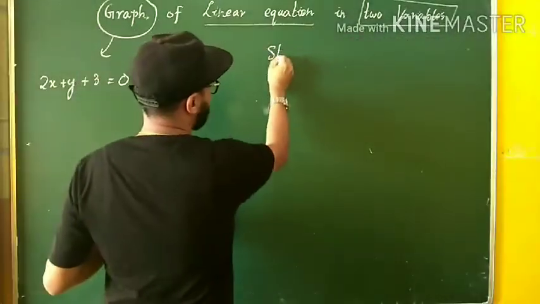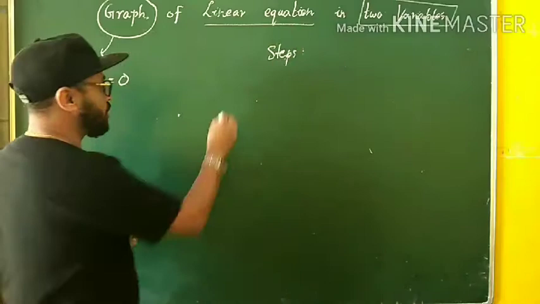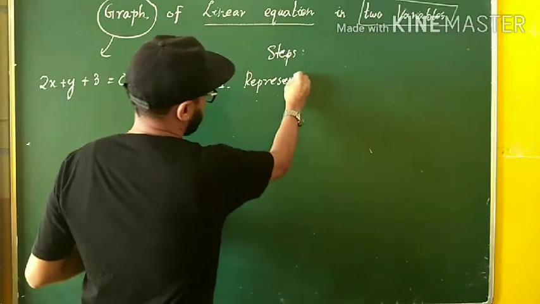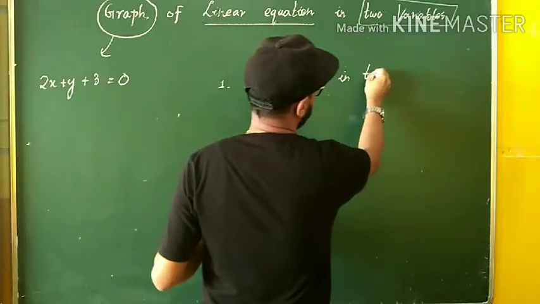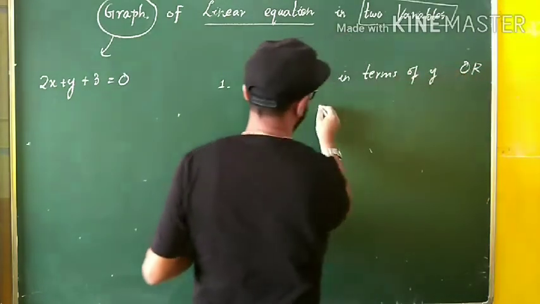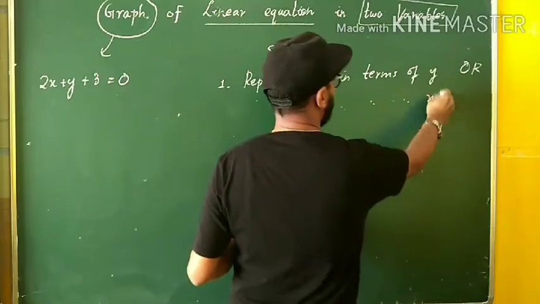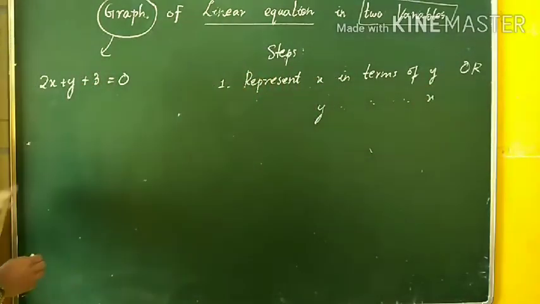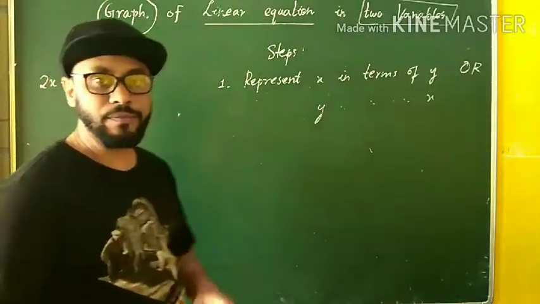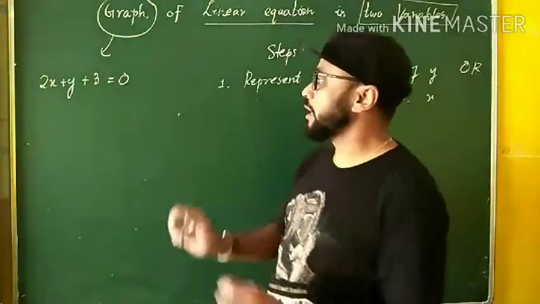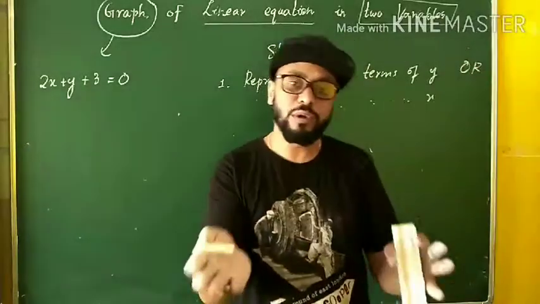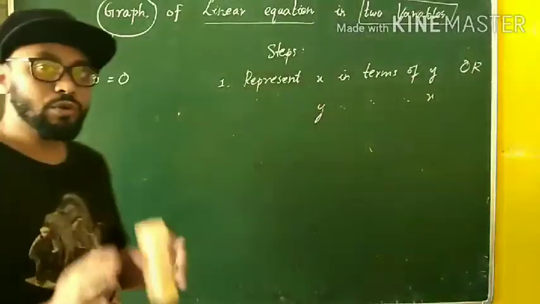Okay. Now what are the steps involved? Number one, we need to represent x in terms of y or y in terms of x. Now what does this mean? That means in simple words, we have two variables in this linear equation. What we need to do is keep one variable on the left hand side, and all the other terms including the other variable will go to the other side.